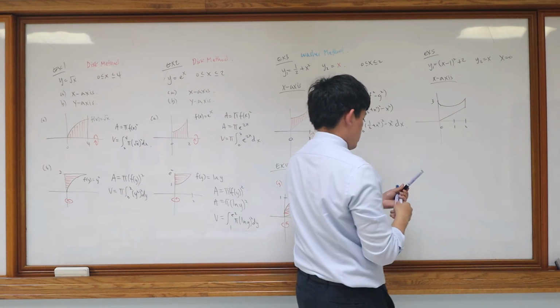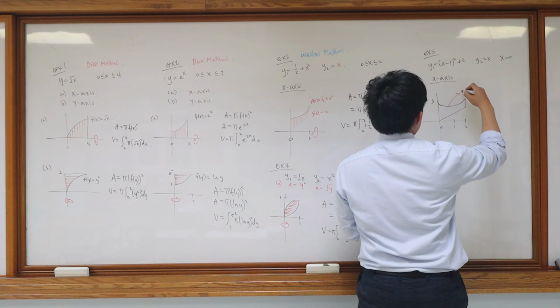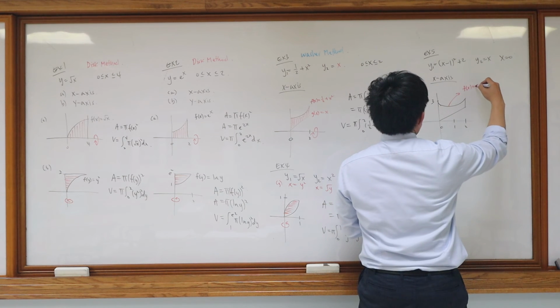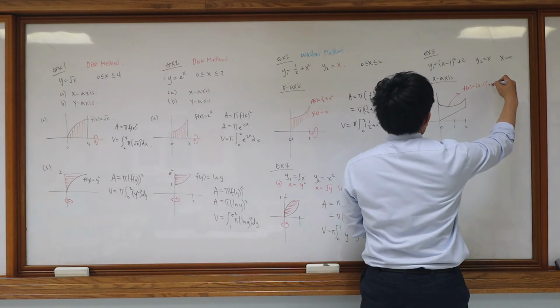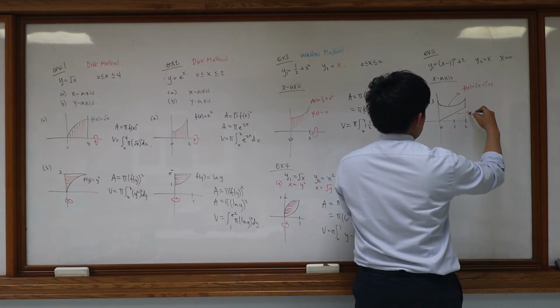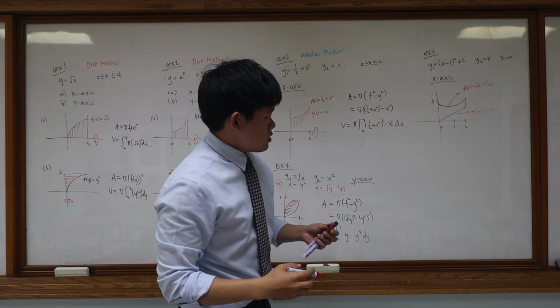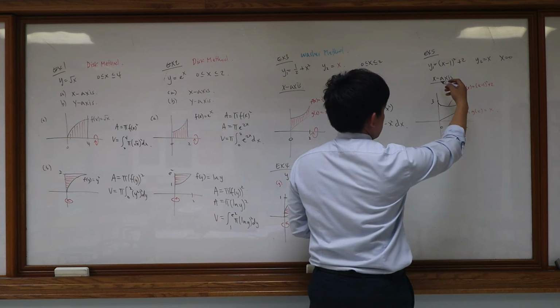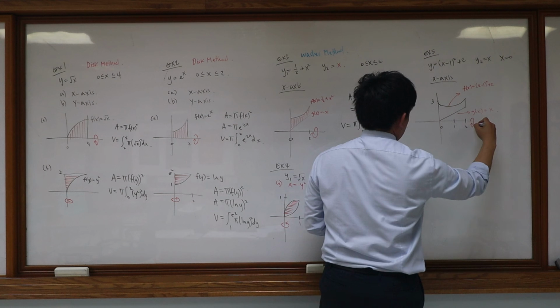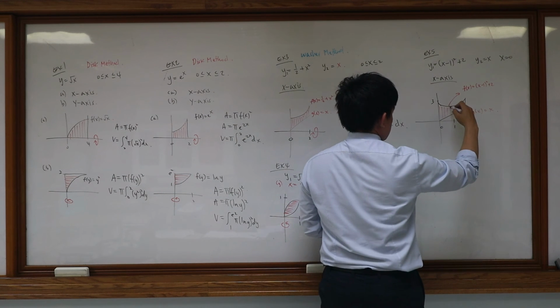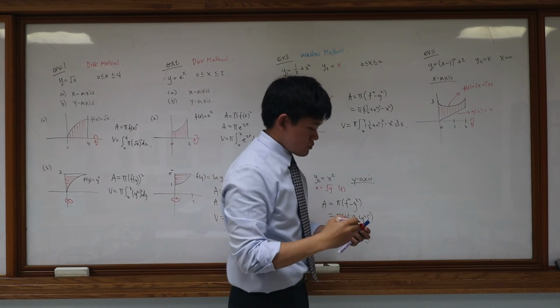So my top function here, f of x, is equal to (x minus 1) squared plus 2. My bottom function here, g of x, is equal to x. Okay, so this is the region of interest, and we rotate around the x-axis. So what do we have here? That means my cross-section is going to be vertical.